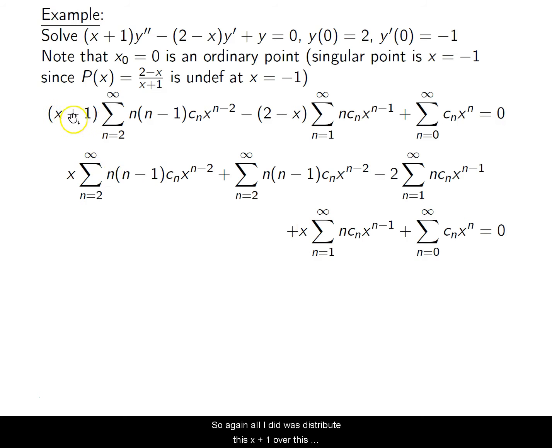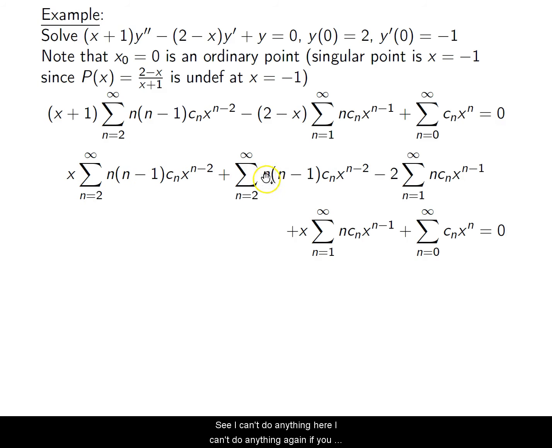So again, all I did was distribute this x plus 1 over this series. So x times my series plus 1 of my series, n equals 2, right? Minus 2 times this series. Negative and negative is a plus x of this one plus this series. My next step now, so again, what I'm doing is I'm trying to simplify these coefficients. So all the ones that have an x in them, I can multiply that in. So I can multiply x into here.